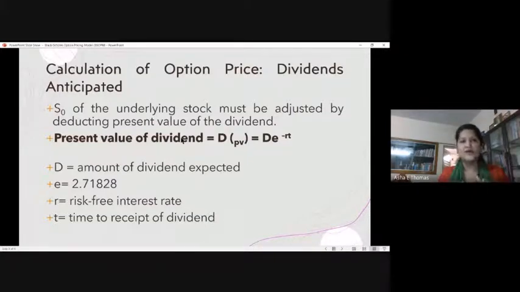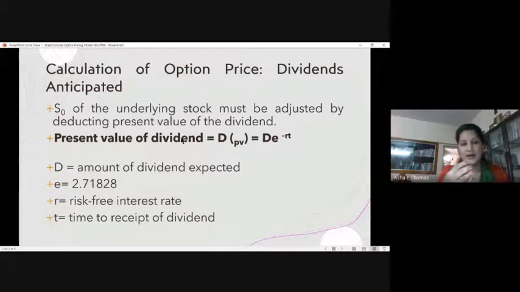So here the problem with respect to this dividend earning is that we are getting that dividend maybe after 3 months, or within a period of 3 months. So we are looking at the present value of dividend. That's why D e raised to negative R into T, where R is the risk-free interest rate and T is the time to receipt of dividend, maybe 1 month, 2 months, 3 months, or if it is 6 months, we will take that.